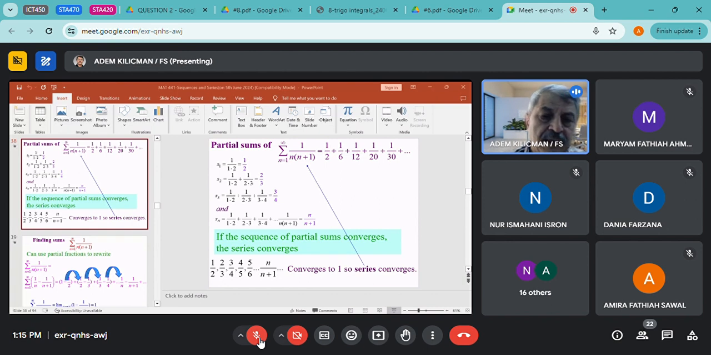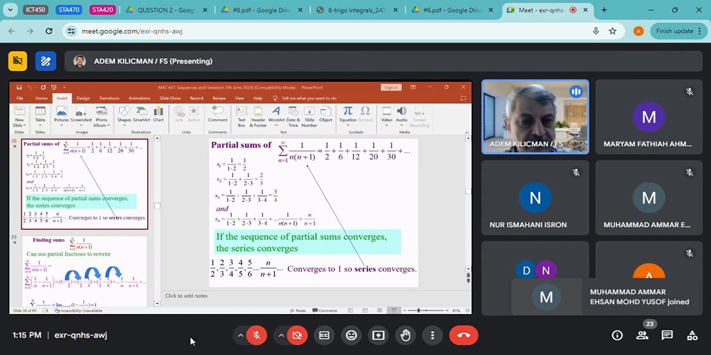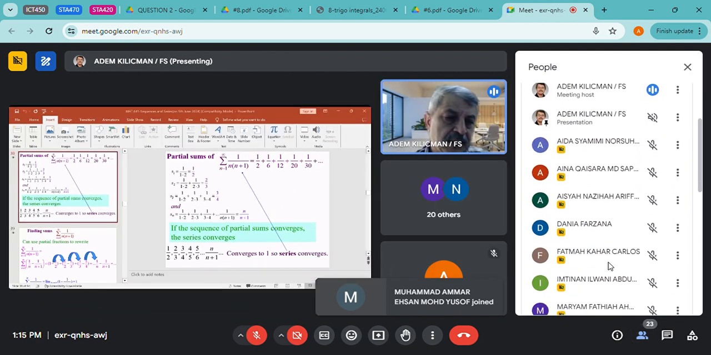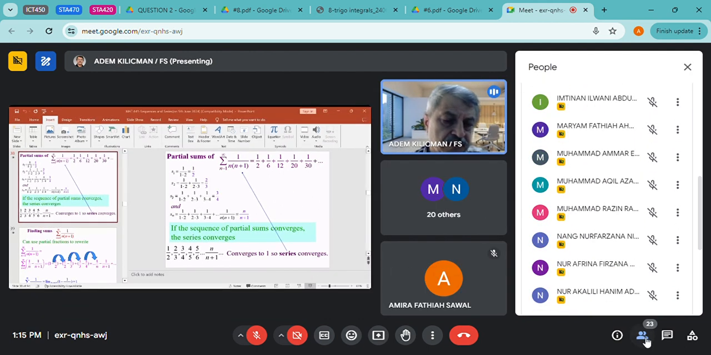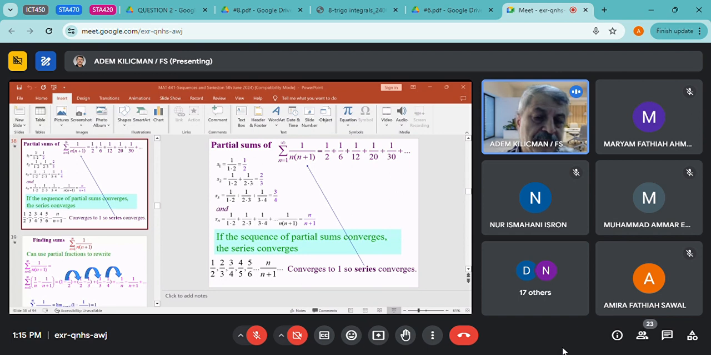Then you can try to see if the sequence of the partial sums is convergent, then the series is convergent, meaning that if this summation is convergent, then the series is convergent basically. So therefore, you can look at 1 over 2, 2 over 3, 3 over 4, 4 over 5, and so on. It goes on like this. It converges to 1, so the series converges.